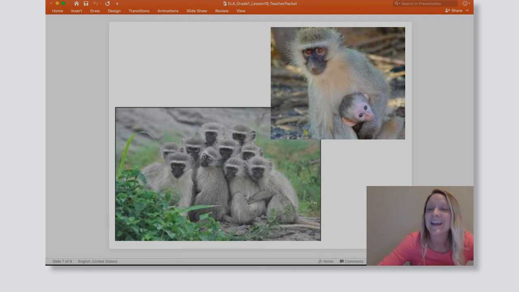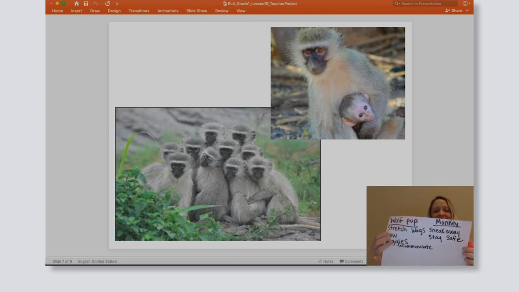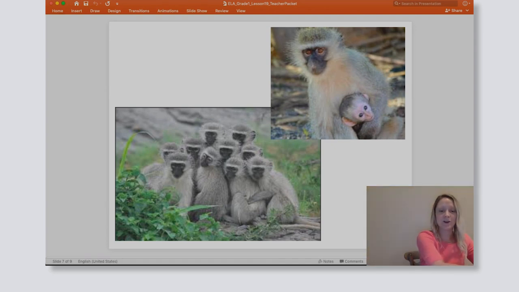Absolutely. So let's write that on our chart. Stay safe. Does yours look like mine so far, boys and girls? Very nice job. You guys are doing a wonderful job getting your quick jots down, your important details. Now let's use our chart to recall and retell how and why our animals play today, our wild animals.